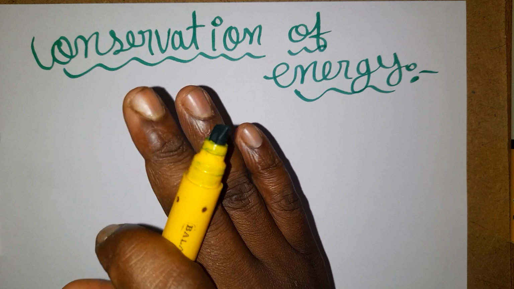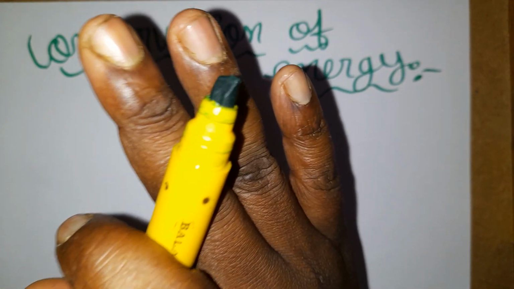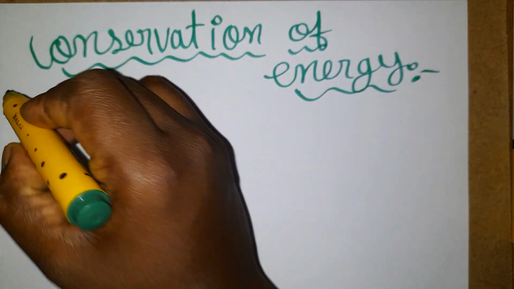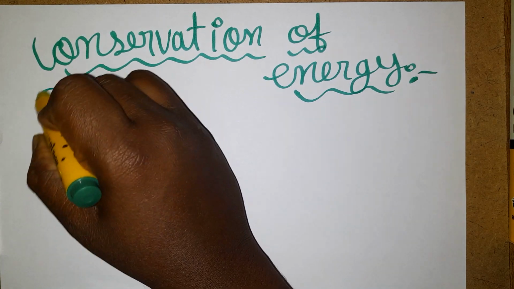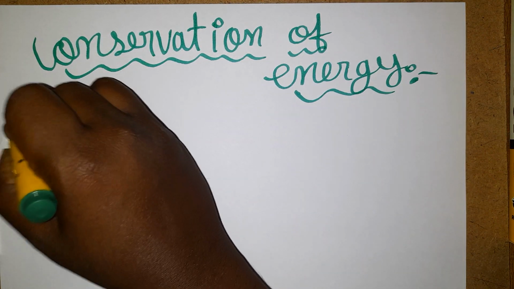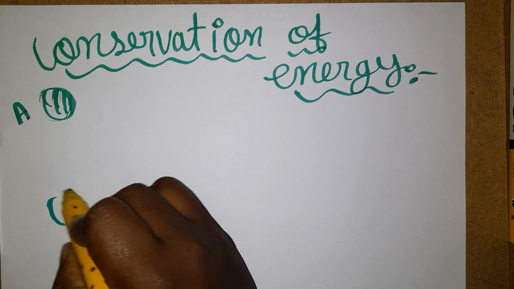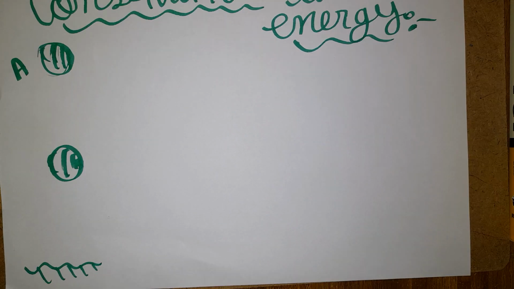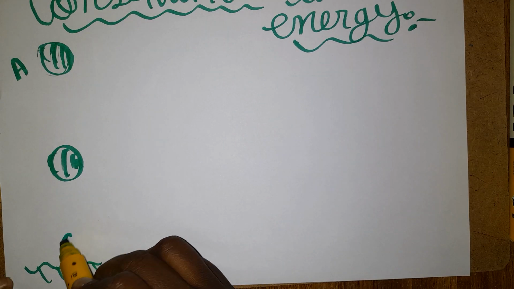Energy can neither be created nor destroyed. Total energy remains constant. I have taken a ball falling from some height. There are 3 points I have taken: A, B, then the point C, the ground.